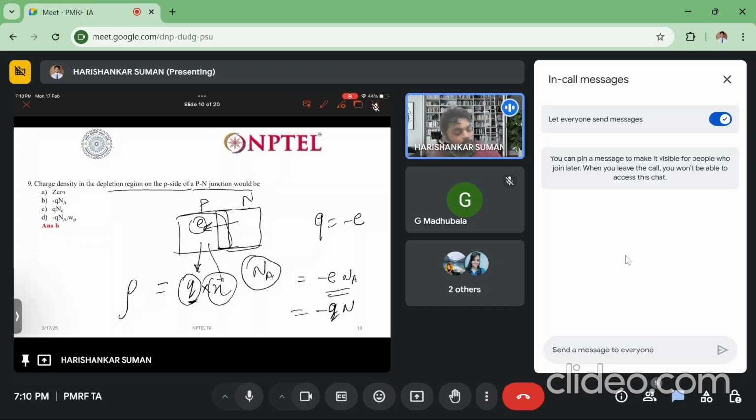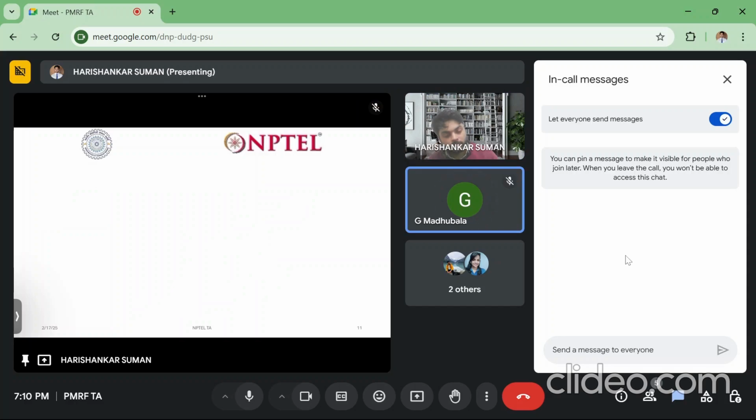Or the charge is represented by Q, so both are correct. Okay. So this is just the formula for N type. What is the charge density? Number of charge carriers: this is donor, and a positive charge on the other end. Clear? Yes. Let's move to the next question.